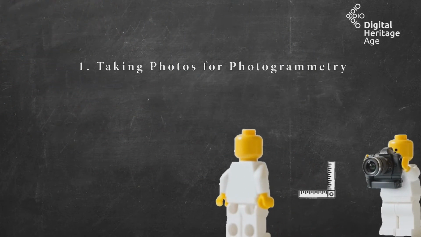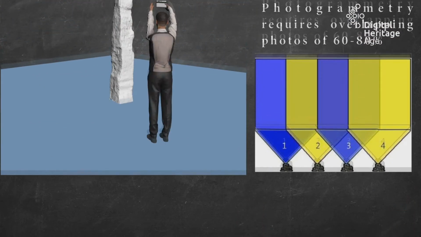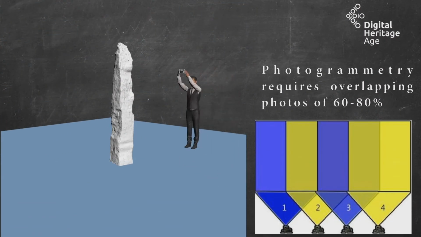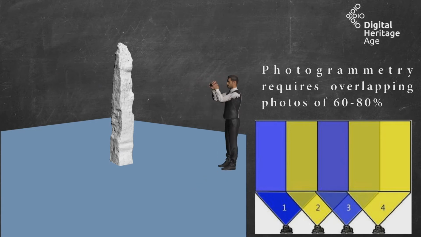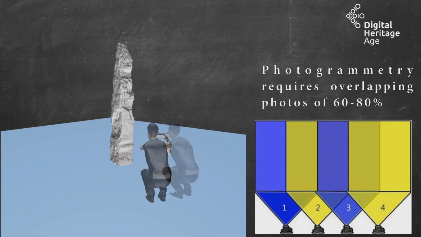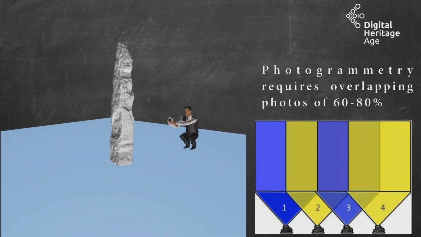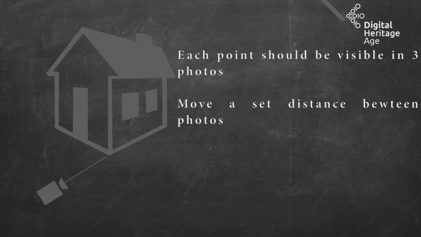So how do we take photographs for photogrammetry? We've come up with a number of different techniques for this, and the key thing to keep in mind is that photos should overlap anything between 60 and 80%. Again, there's no steadfast rule of the exact overlap, but there should be a decent amount of overlap between each image. This should mean that any one focal point should be visible in at least 3 photographs.